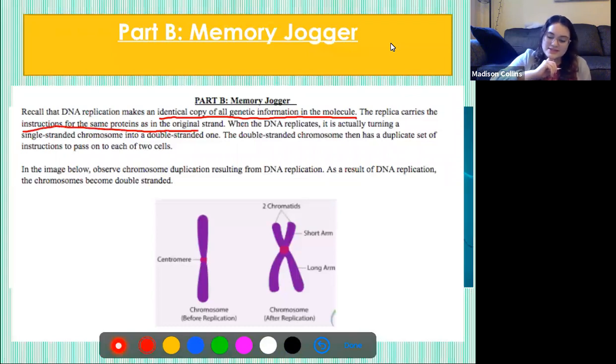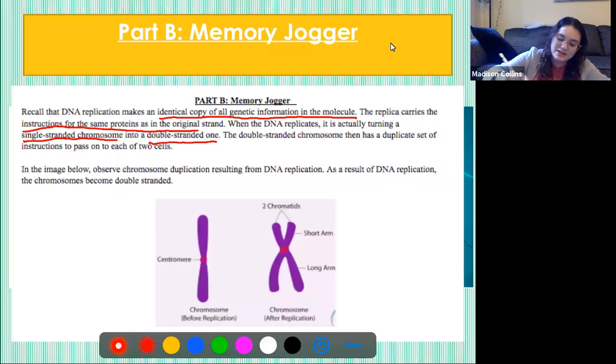When the DNA replicates, it's actually turning a single-stranded chromosome into a double-stranded one. This double-stranded chromosome then has a duplicate set of instructions to pass on to each of two cells. So remember, the DNA is like that IKEA instructions manual. You have to have the complete, full instruction manuals in order to build all of the right materials. The same thing happens in your cells. Each cell has to have an identical copy in order for those cells to make the right proteins.